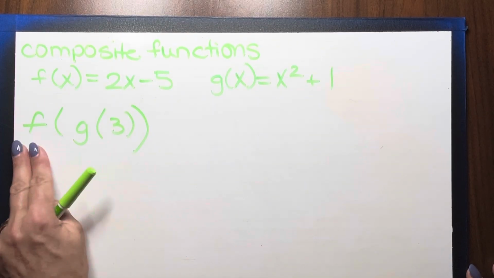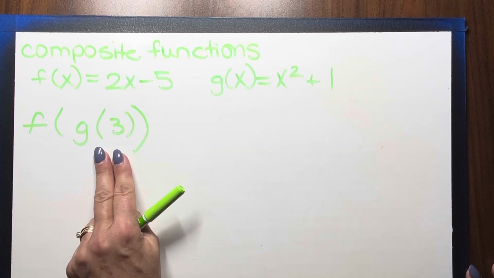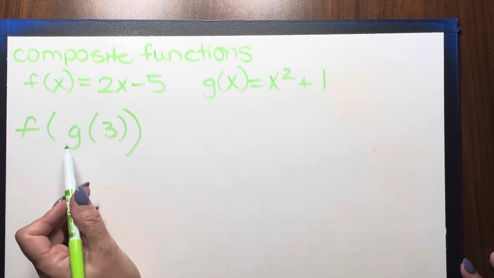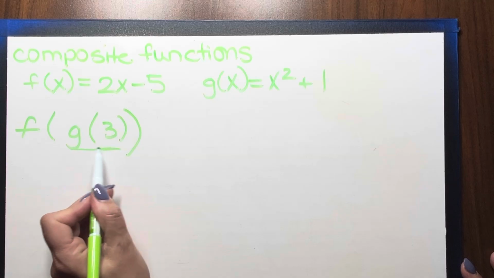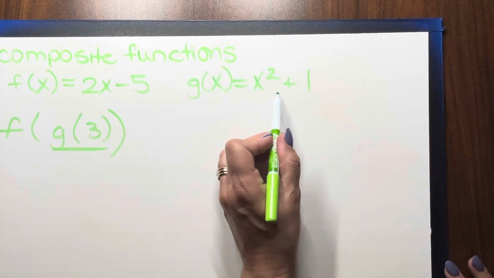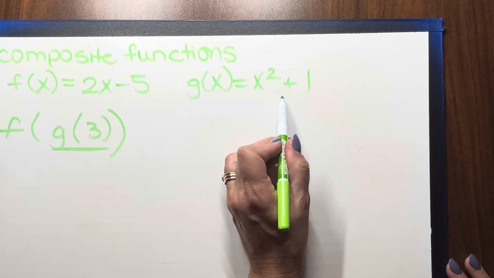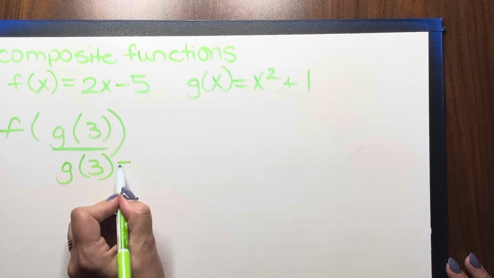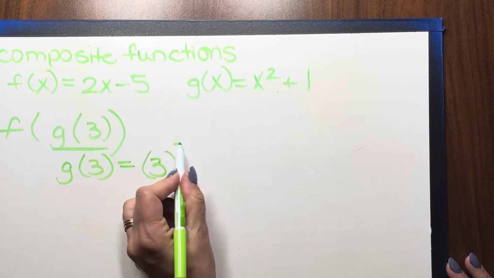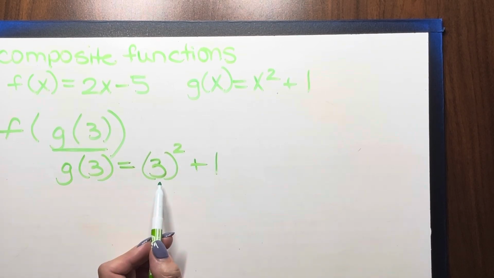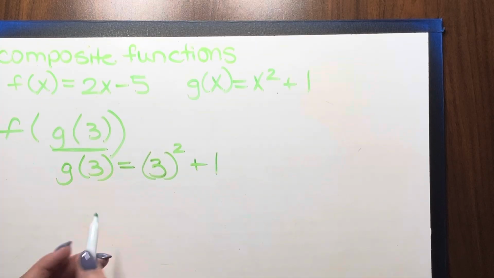So we notice that we're using both f and g at the same time in the same problem. The way to tackle this is you start with the innermost function first. In this case, it's g. So that tells us we're going to use this function first. And what we want to do is just pull out this g of 3, and we're going to plug in the 3 for the x value. And we're going to figure out what that is.